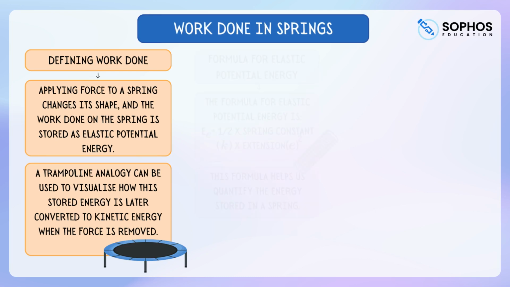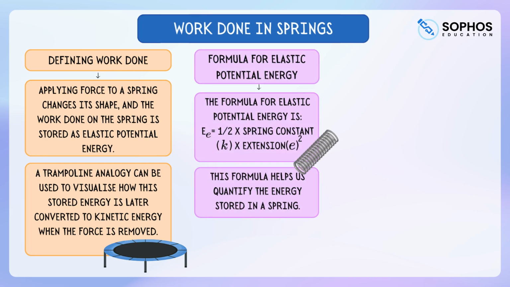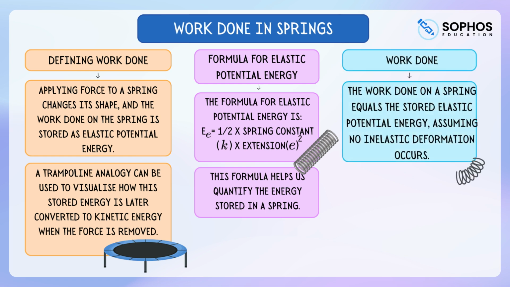We also discussed the formula for calculating elastic potential energy, which is 1/2 the spring constant times the extension or compression squared. This formula helps us quantify the energy stored in a spring. Additionally, we highlighted the principle of conservation of energy, showing that the work done on a spring equals the stored elastic potential energy, assuming no inelastic deformation occurs. By understanding these concepts, we gain deeper insights into energy transformations and the behavior of physical systems involving springs.